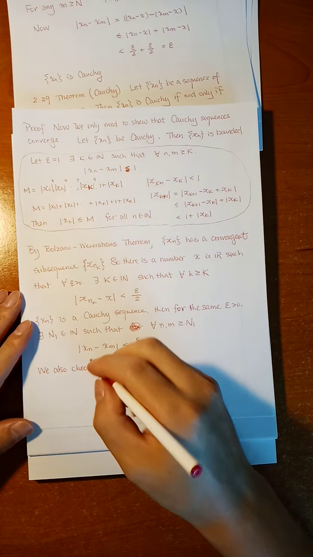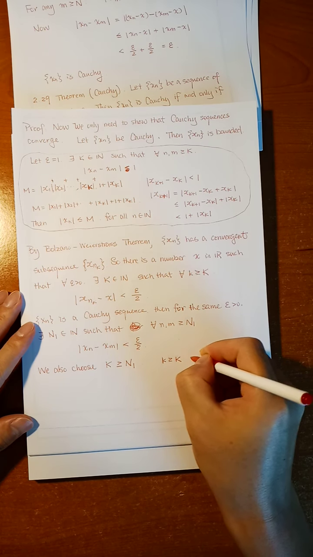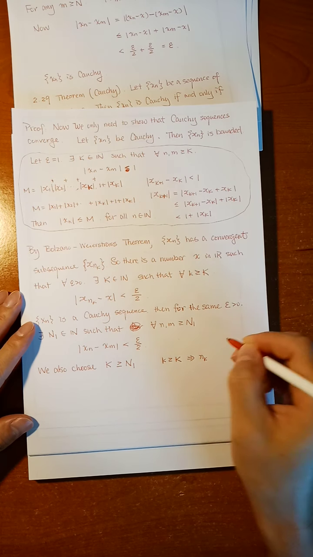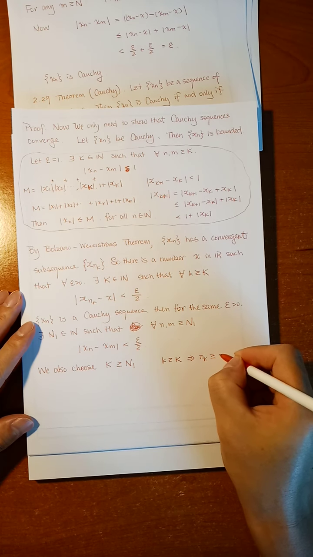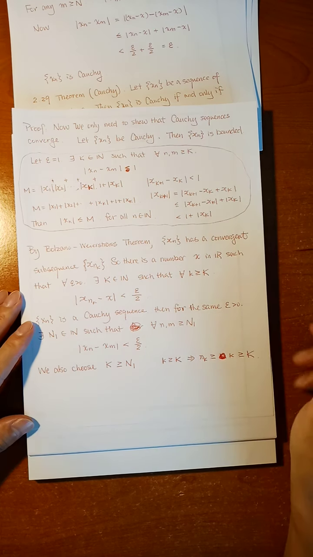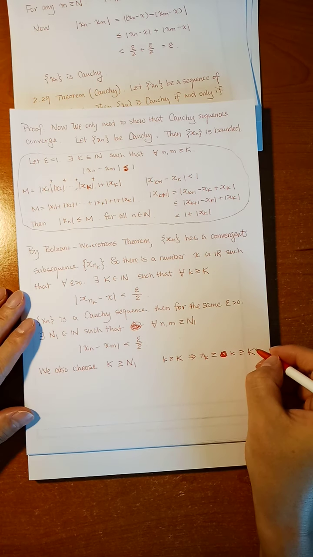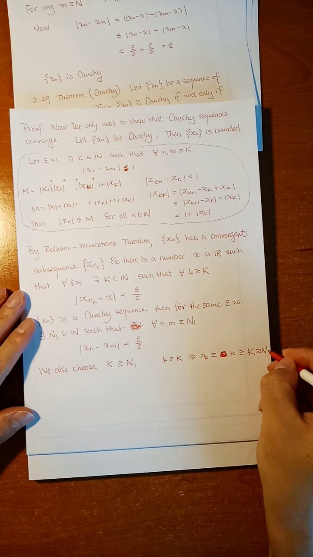The reason is that little k is greater than or equal to capital K. This implies n sub k is greater than or equal to capital K, because n sub k is greater than or equal to small k, and greater than or equal to capital K for sure. And also it is greater than or equal to capital N1.